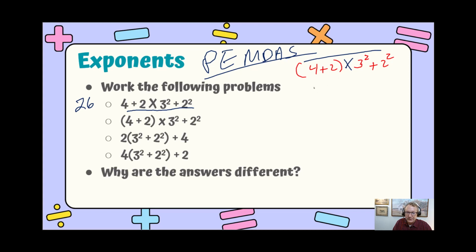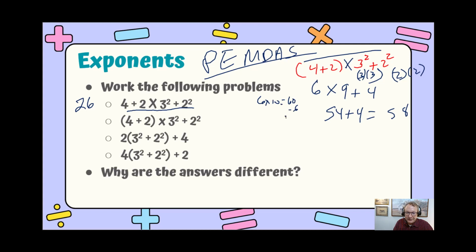So 4 plus 2, that's 6. I remember 3 squared is 3 times 3, or 9. Then we're going to add 2 squared, which is 2 times 2, or 4. So now let's see if we get a different answer. Well, what's 6 times 9? Well, 6 times 9 is 54, plus 4, which is 58. The way that I did 6 times 9 is I know that 6 times 10 was 60. Then I subtracted 6 to get 54. So we got 58 for the second one.